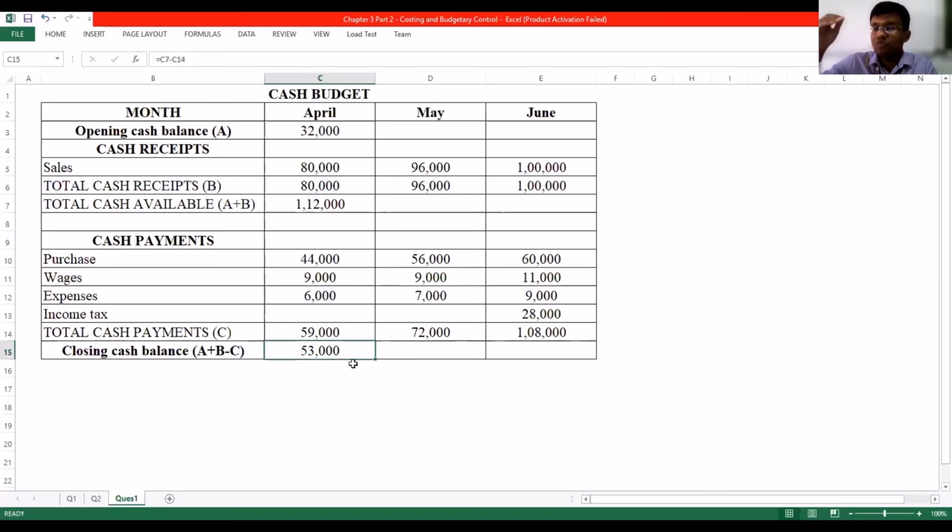Now, what you have to remember is that the closing balance for the month of April is your opening balance for the month of May. Similarly, you have to calculate the total cash available and the closing cash balance, and remember that the closing cash balance for the month of May will be your opening cash balance for the month of June, which is 77,000. That also we have calculated, and we have estimated the cash balances. So in the month of June, when you're closing, you're expected to have a cash balance of 69,000. This is how we go about with the preparation of cash budget.